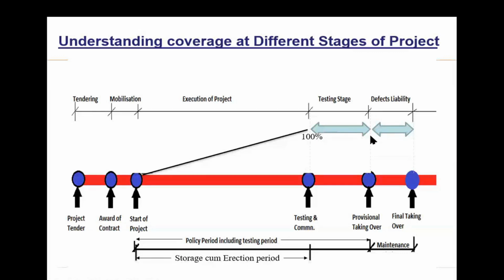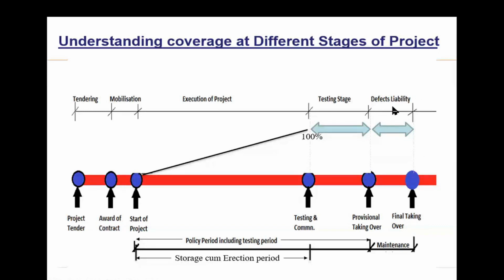And then provisional handing over, provisional taking over, will take place at this point of time. Now, the moment your principal takes over provisionally, it becomes an operational policy. During this period, this is now your defect liability period or maintenance period.